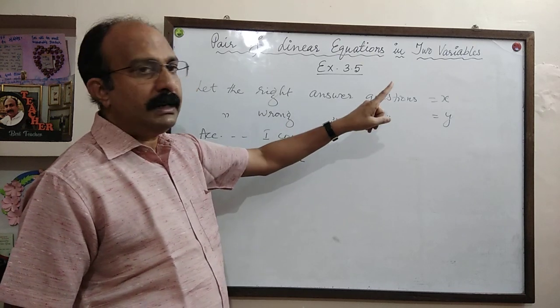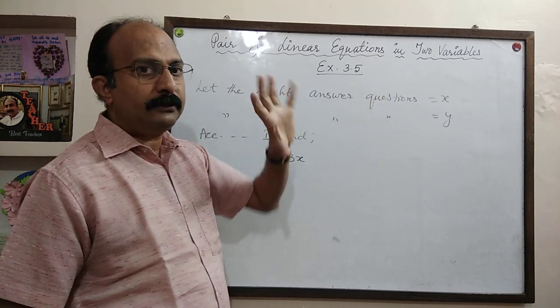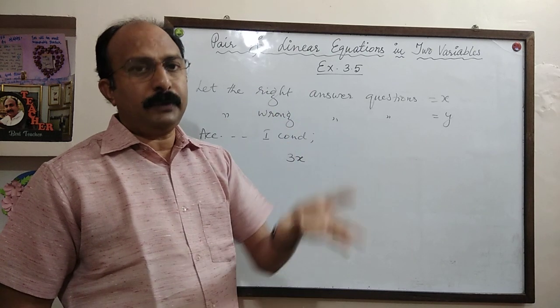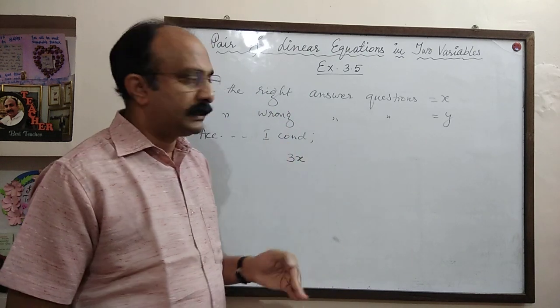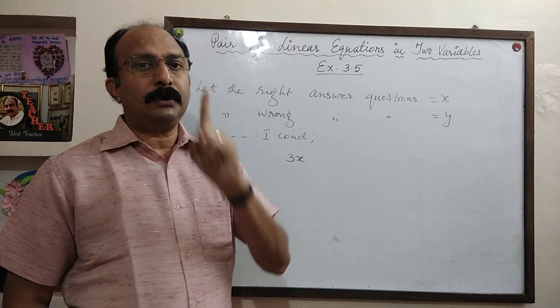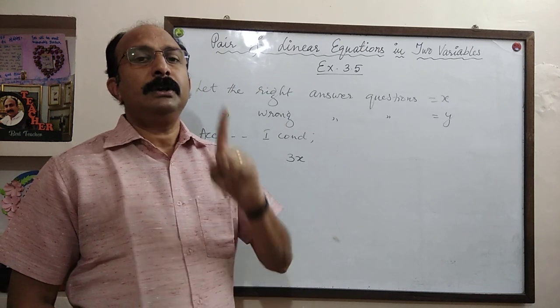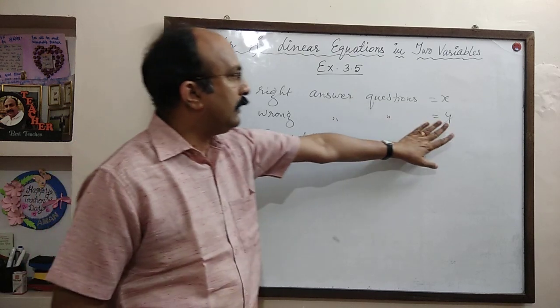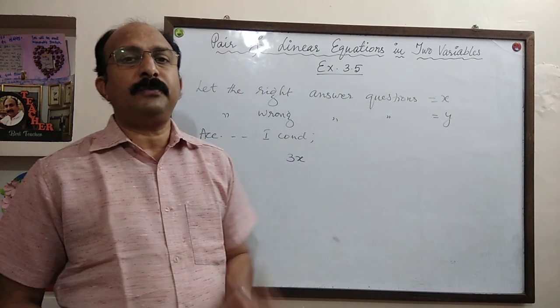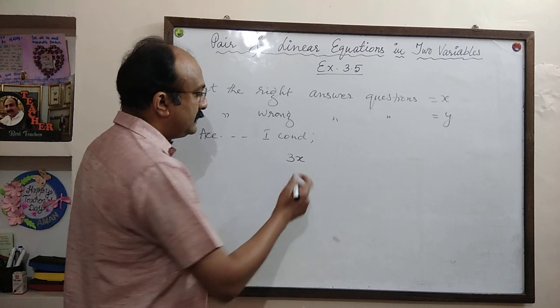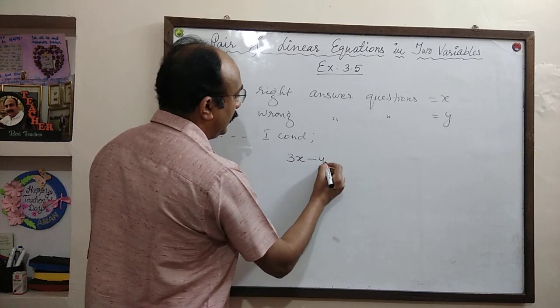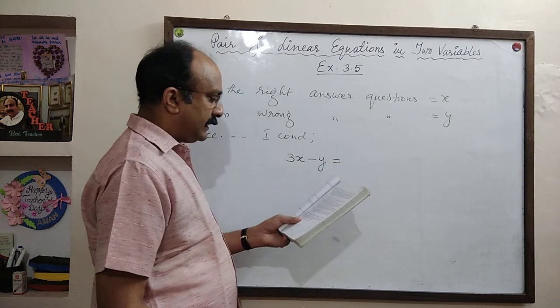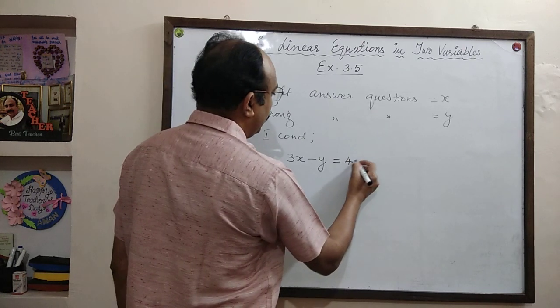Because for each right answer question x you will get plus 3. So total marks of right answer 3 into x. From this 3x you are losing the marks because for each wrong answer question you will be awarded minus 1. So for y wrong answer questions you will get minus y. So the total mark is 3x minus y and it is given, it is 40.